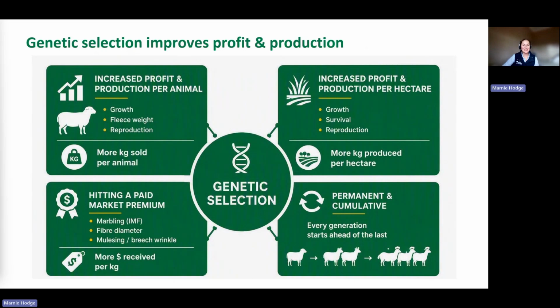And as I keep mentioning, genetics is permanent and cumulative. It's one of the only on-farm levers that you as an advisor or ram purchaser can actually use to increase performance every generation over time.